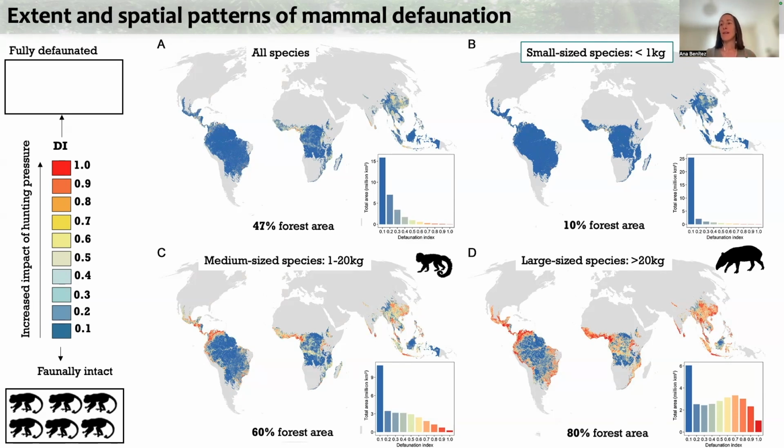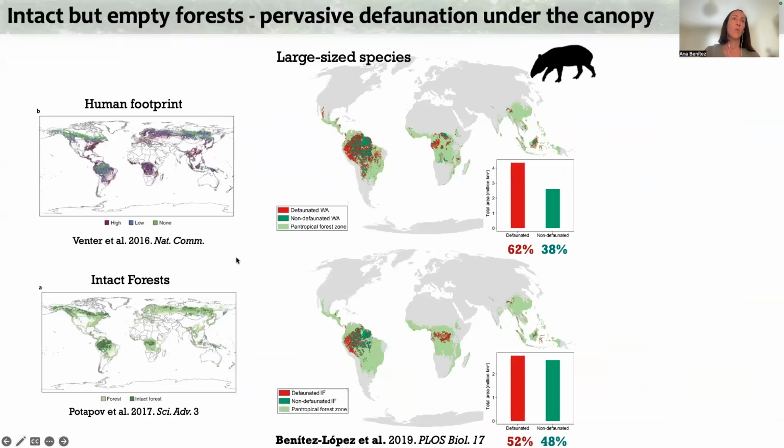After this, I thought, okay, now we have defaunation maps. Are those intact forests that we can see from remote sensing actually intact or not? So what I did is overlap these maps with other maps of the Human Footprint Project. Basically, we took areas with no or low human footprint, but also those intact forest landscapes that were detected by remote sensing.